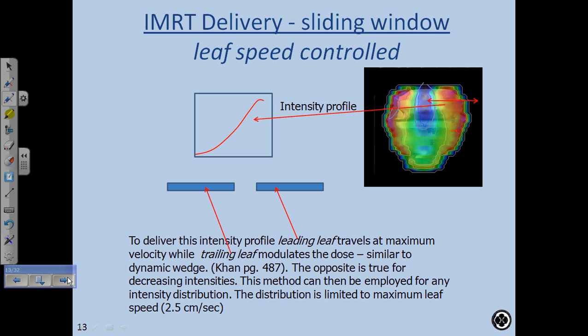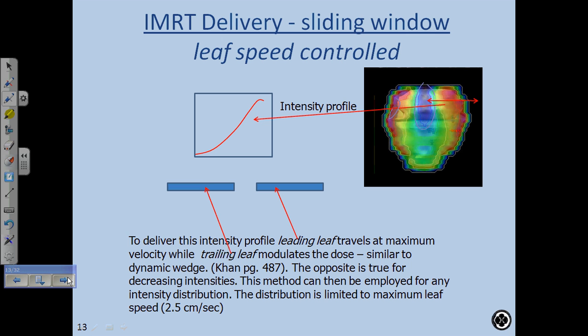So imagine if this leaf moves quickly across the field, you're going to get a pretty shallow distribution. Is that right? Yeah. And if it moves slowly, you get a steeper distribution. Because if it moves slowly, this part here is going to stay open longer, and so the difference between this part and this part would be greater. So if this moves slowly, it's steeper. If it moves fast, it's shallower.